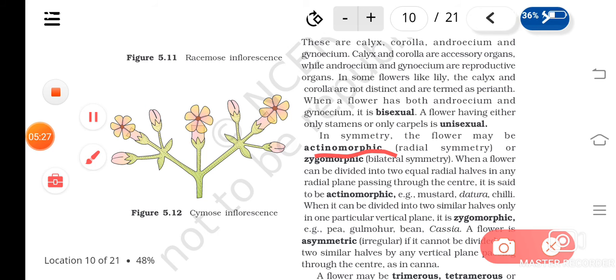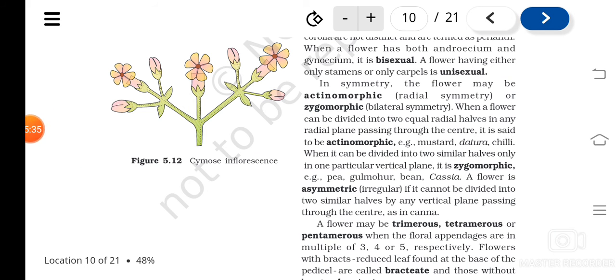Then it is known as zygomorphic flower. Understood? Almost all flowers are actinomorphic, like mustard, dhatura, chili. And some flowers like peas, gulmohar, beans, cassia actually belong to the Leguminosae family. They have zygomorphic flowers. And a flower can be asymmetric if it cannot be divided into two equal halves.